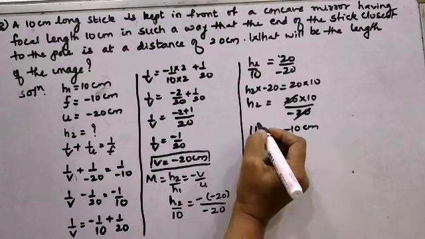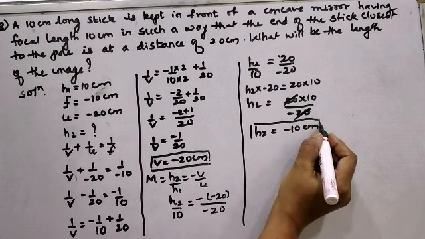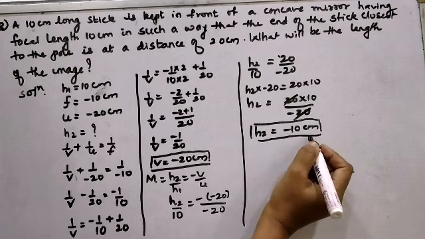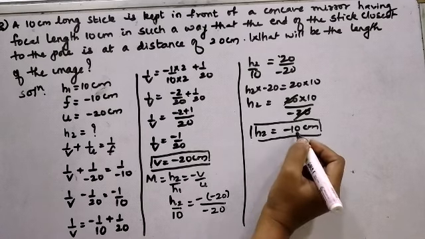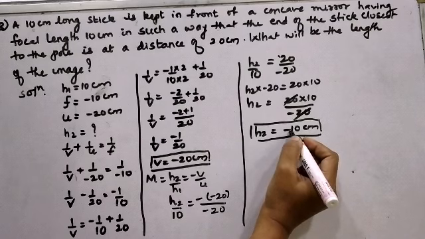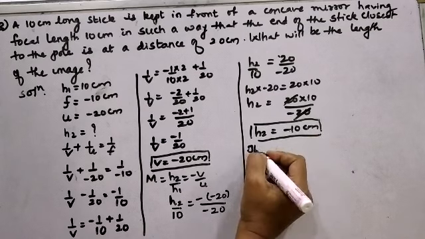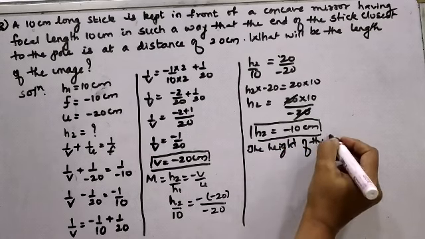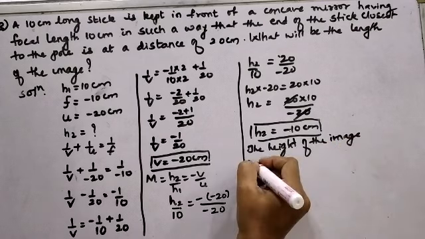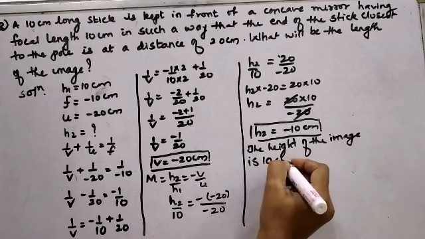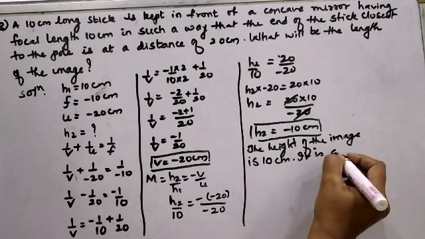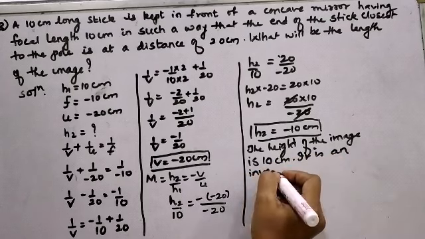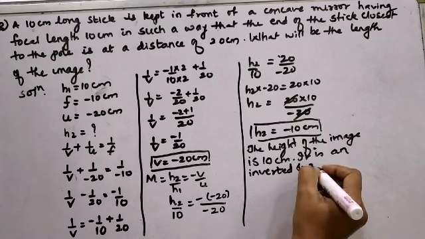So the height or the length of the image will be 10 centimeters. The image will be inverted because the negative value of height indicates that it is an inverted image, and an inverted image is always a real image. So we'll write that the height of the image is 10 centimeters. It is an inverted and real image.